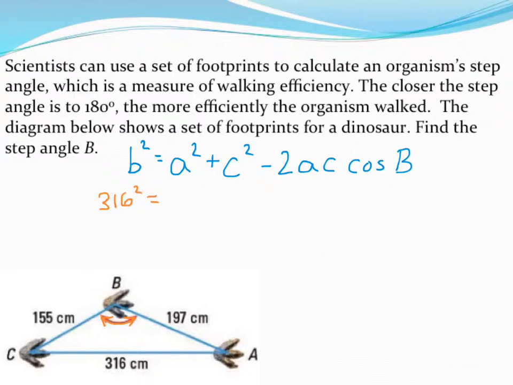So 316 squared equals 155 squared, side A, plus side C, 197 squared, minus 2 times A times C. That part repeats, so the numbers 155 and 197 repeat, and then finish it with cosine of angle B, which is what I'm trying to find. When you do this, I recommend doing this problem like so.